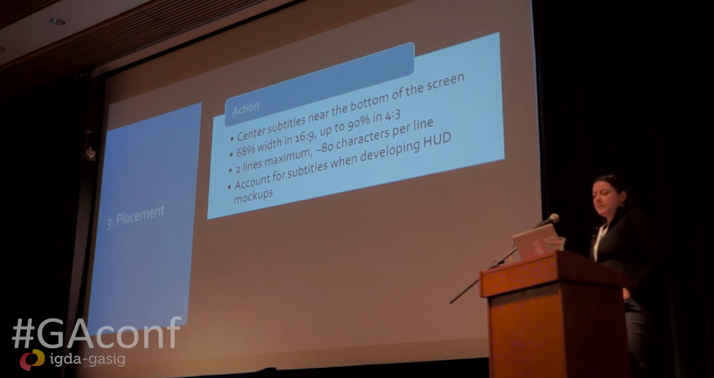Most users have an expectation for subtitle placement built from their experience at the movies, on TV, and with other games. Subtitles should be centered near the bottom of the screen. On a 16:9 display, the maximum width should be 68% and up to 90% on a 4:3 display. 2 lines of text at 80 characters each should be your goal. Even if subtitles are the last piece of content to go into your game, you should account for their position in your UI design from the outset.